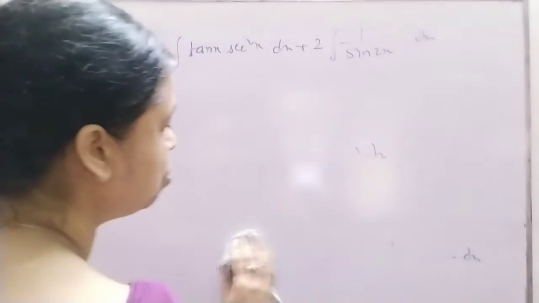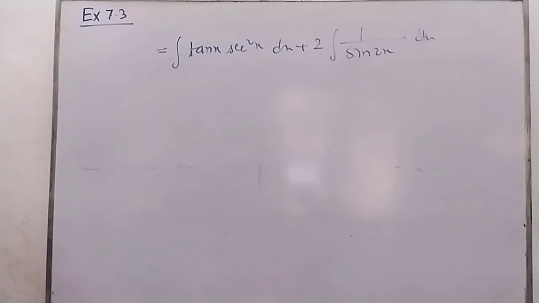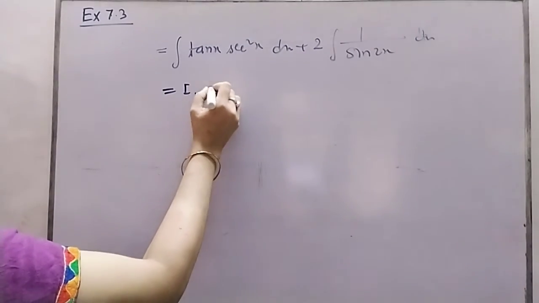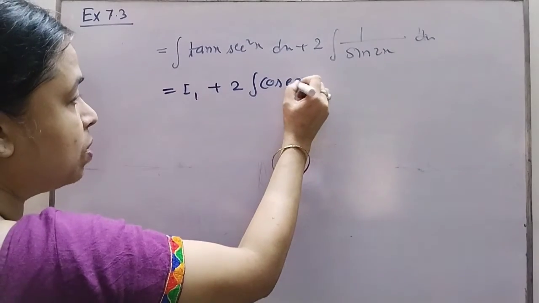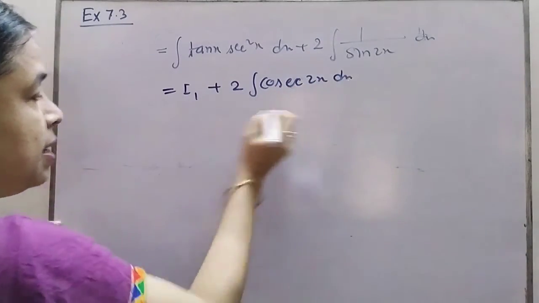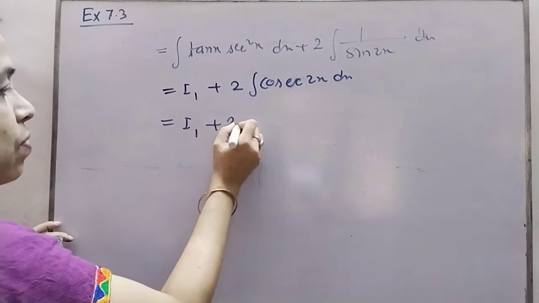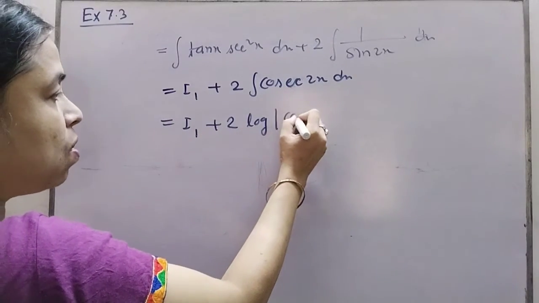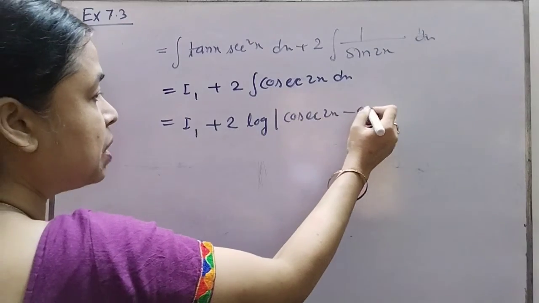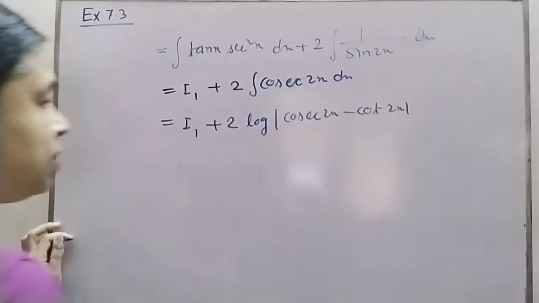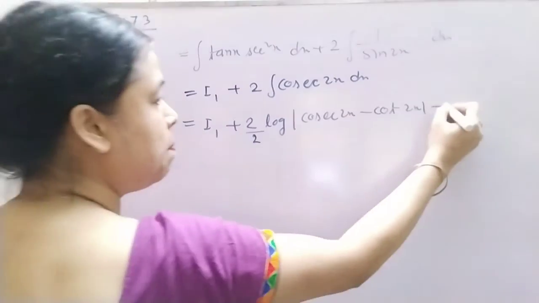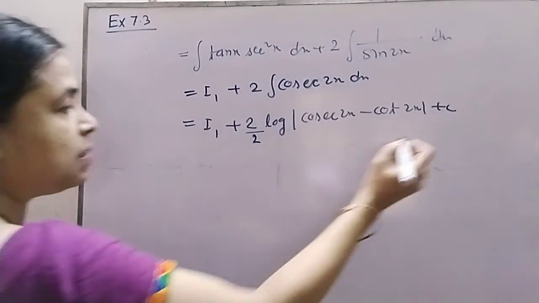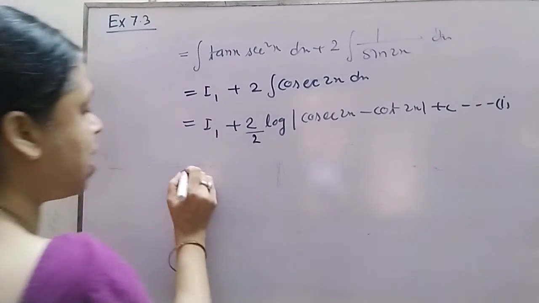Now what I am going to do, integration of it is equal to what? I have to use substitution in this integral, is it not? So I name it as I1 plus I2. It can be written as cosec 2x into dx. This is integrable now. We know the formula of cosec 2x, log of modulus of cosec x minus cot x, but as there is 2, I have to write divided by 2. I just write it outside, plus c. I just mark it as number 1 and do the solution of I1 now.